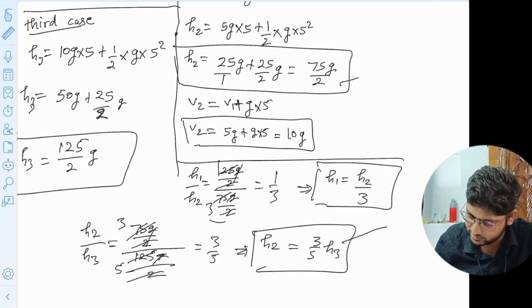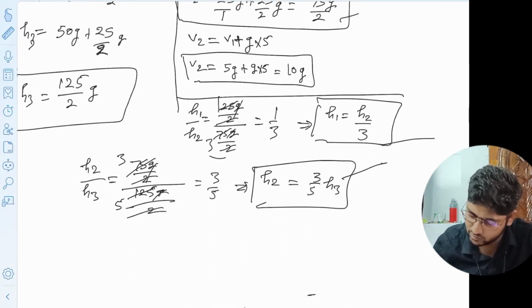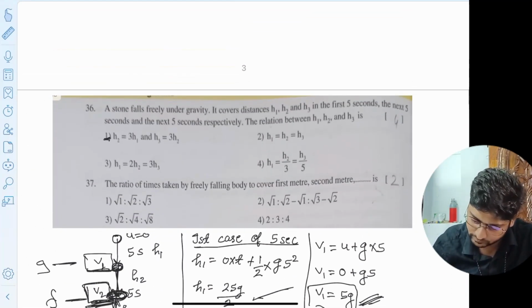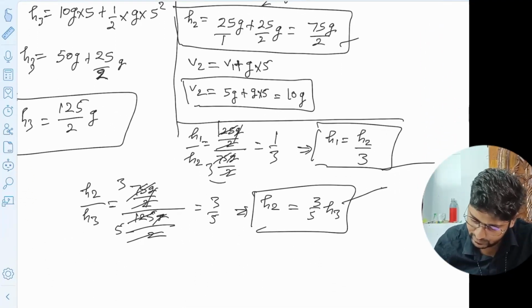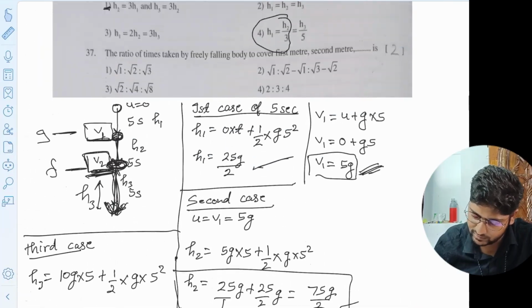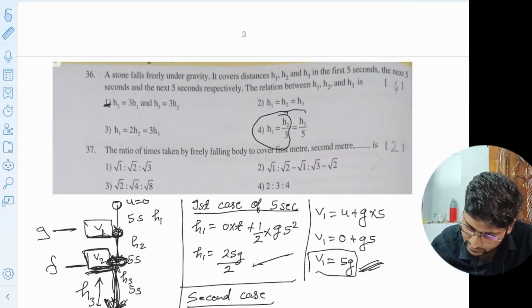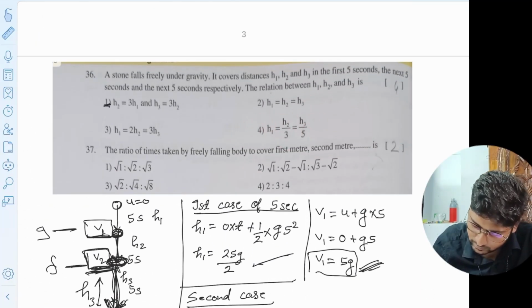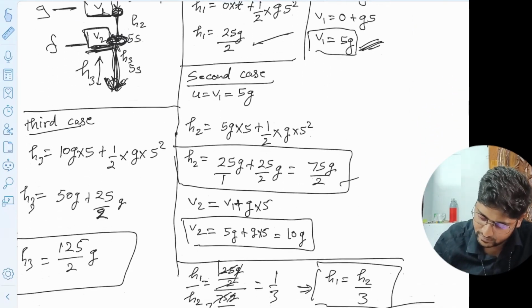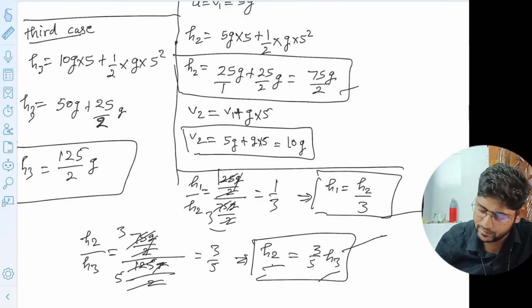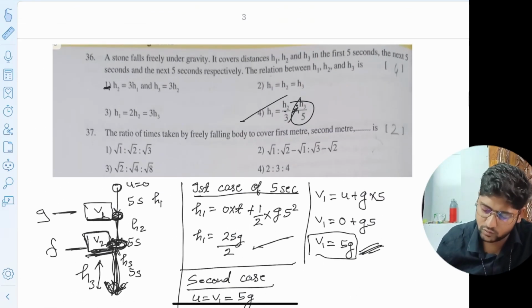We got two relations: h1 equals h2 by 3, and after that, h2 equals 3 by 5 h3. So h2 equals 3 by 5 h3. So this fourth option is correct.